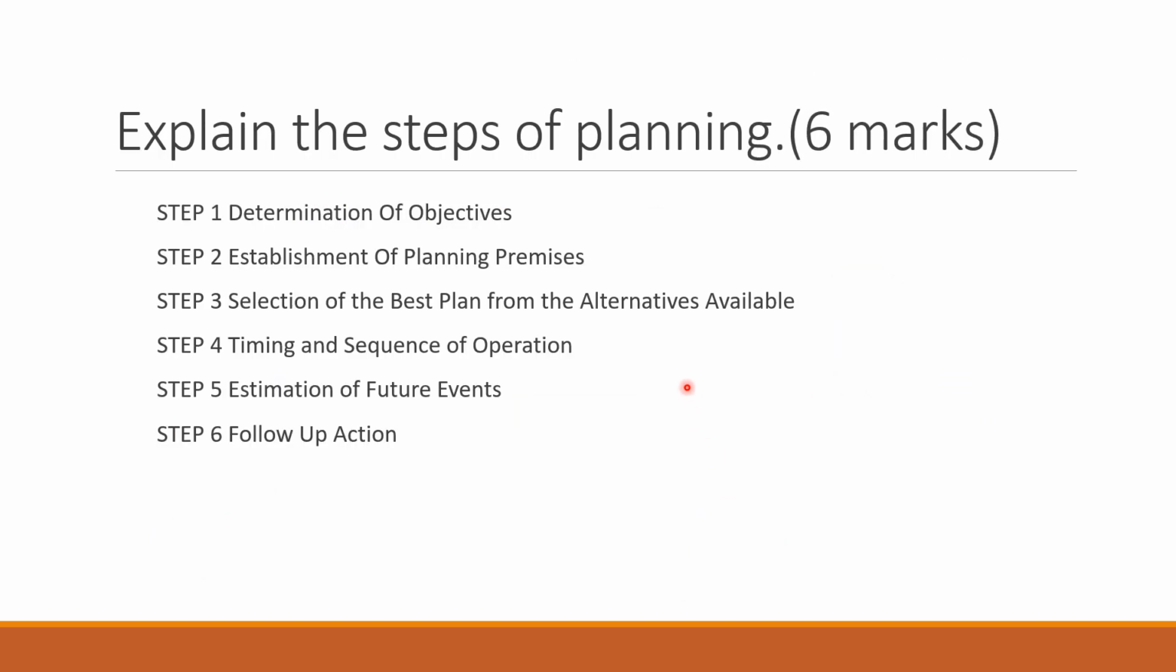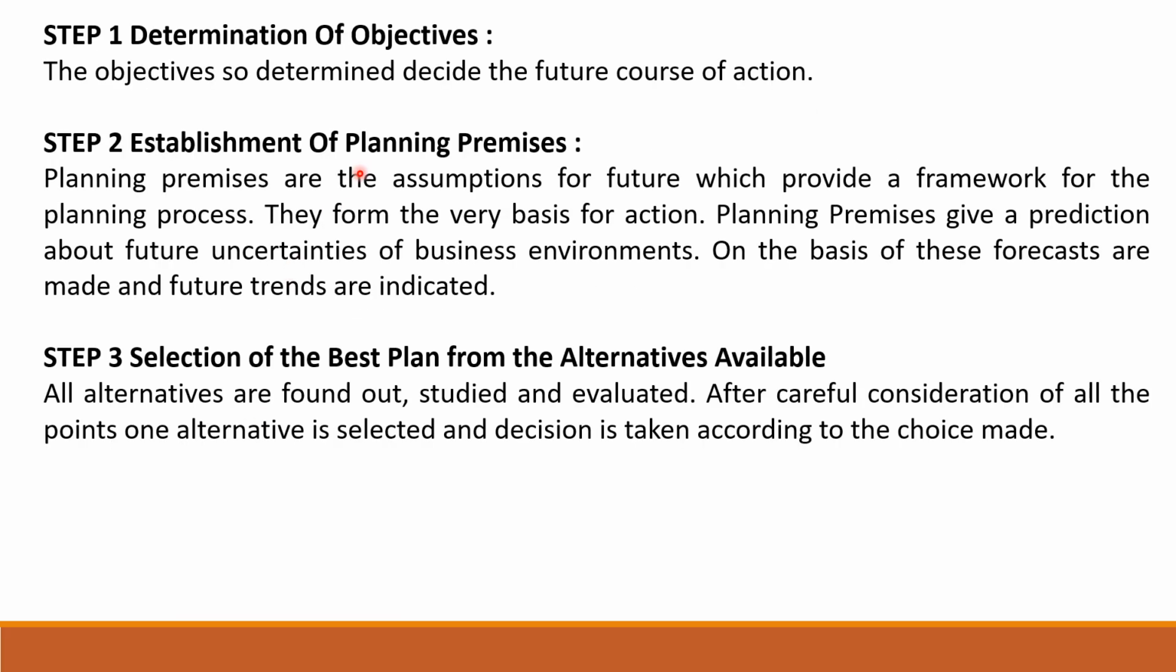The third part is explain the steps of planning, 6 marks. So first you have to mention the different steps in planning. The 6 steps are mentioned here. Each step you have to explain further in your own words or based on the description that you have read in the textbook. Here each step is mentioned with the key or prompt.